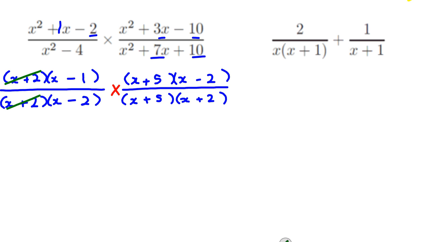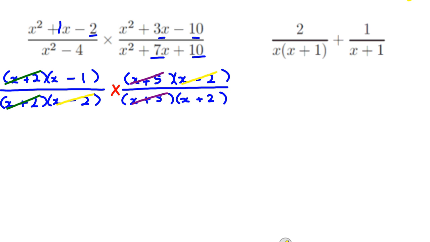Can I cancel down anything on the fraction on the right? Have a look. I can cancel down an x plus 5, which I'm going to do in a different colour just to show the pairs of cancelling down I'm doing. I can cancel down an x plus 5 and an x plus 5. So we can cancel down pairs vertically. We can cancel down pairs diagonally as well. Is there anything I can cancel diagonally now from what's remaining? Have a look. That's right, I can cancel x minus 2 and an x minus 2.